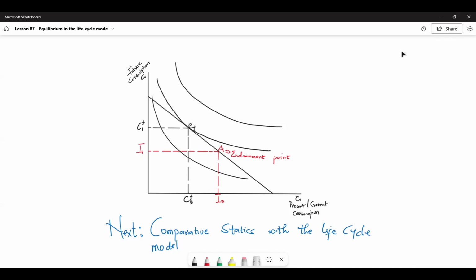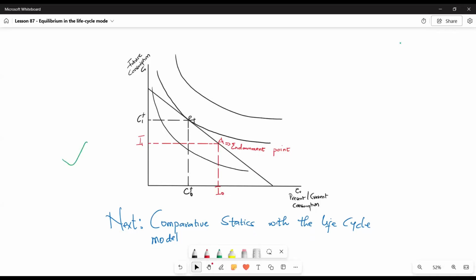So let's go back to our consumer named Samuel. If we start with this figure here, we can see that Samuel maximizes his utility at the bundle EF, where the marginal rate of time preference, which is the slope of the indifference curve, is equal to the slope of the intertemporal budget constraint, which is minus (1 plus i). Now, this i here represents the interest rate. At this equilibrium point EF, Samuel's present consumption is C0F and his future consumption is C1F.